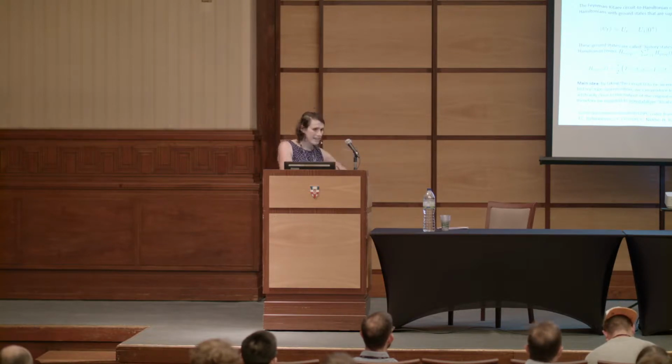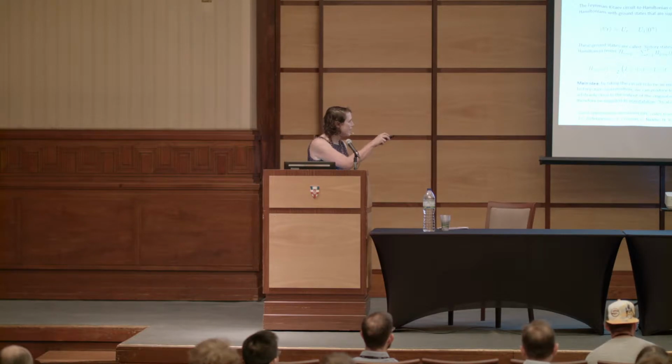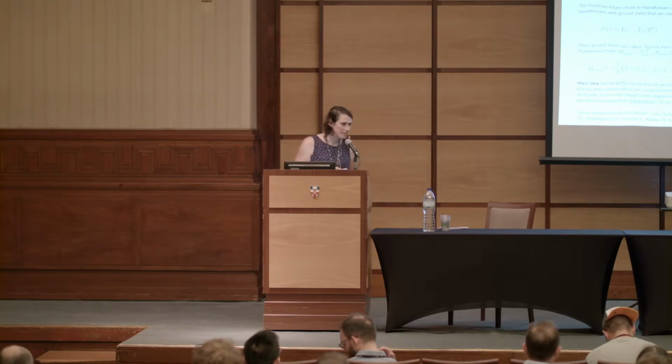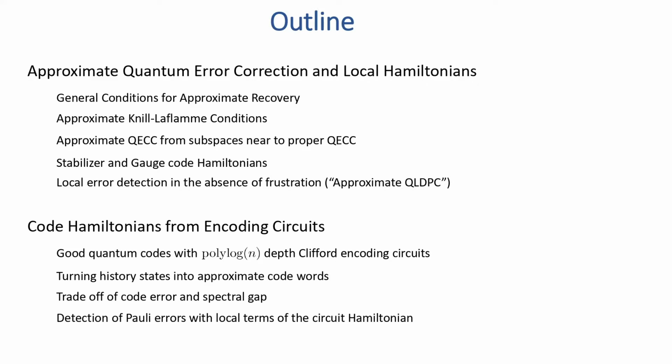Just in this overview slide, let me say that this history state also contains some amplitude on states that are not in the code space. And that's the fundamental reason why we obtain approximate error correcting codes instead of standard bona fide error correcting codes.